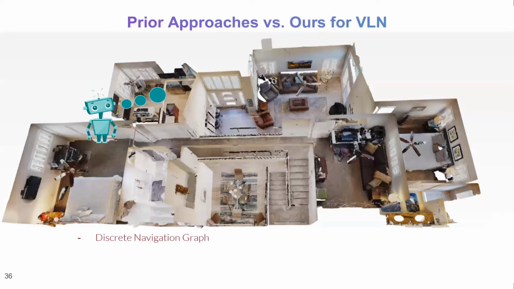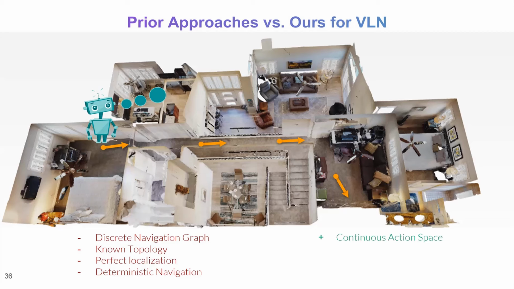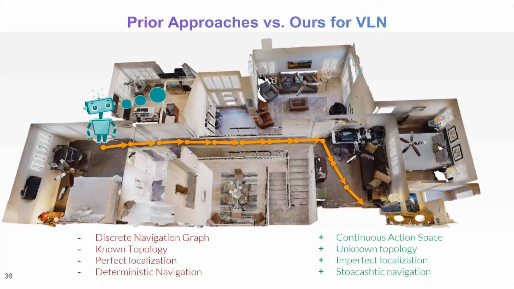Prior work in VLN has focused on a much simpler subset of this problem by defining this instruction-guided robot trajectory as a discrete navigation graph. So it's like just jumping from one viewpoint to the next. And it primarily assumes a lot of information about the task itself. So these assumptions are perfect localization, perfect topology, as well as deterministic navigation from one viewpoint to the next. And hence, one of the contributions of this work is that we lift these agents away from these navigation graphs and propose a more continuous action space, which makes the problem challenging and closer to the real world. So we're moving away from just discrete action spaces to continuous action spaces.